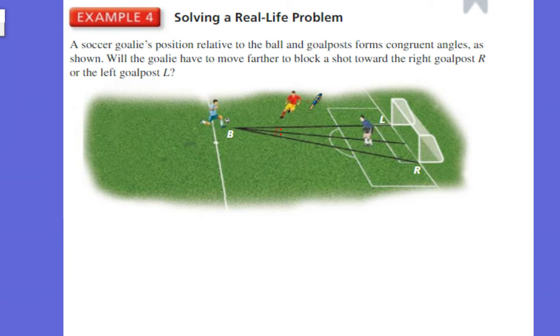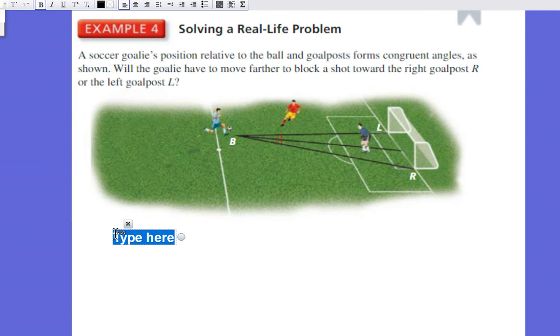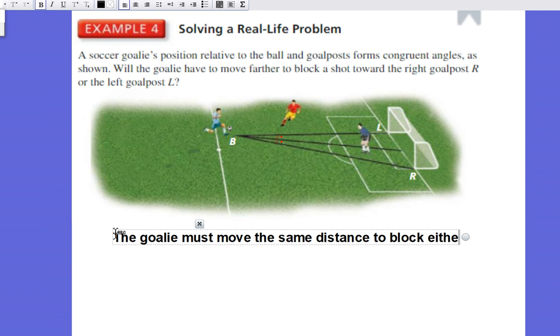So again, I challenge you, pause the video and see which way that it would go. Well, since the goalie right now is equidistant to either of the sides of the triangle, really, it doesn't really matter. So we can kind of say, conclusion statement is that the goalie must move the same distance to block either shot, whether they went to the left or the right.